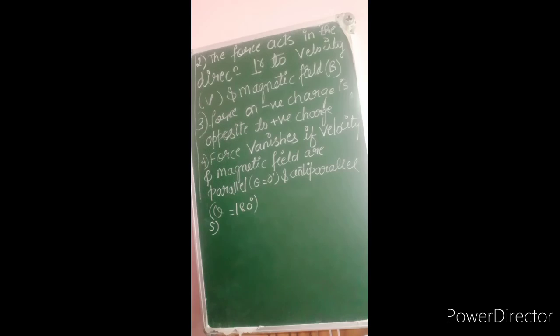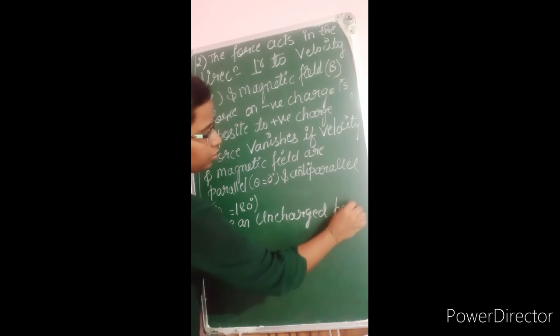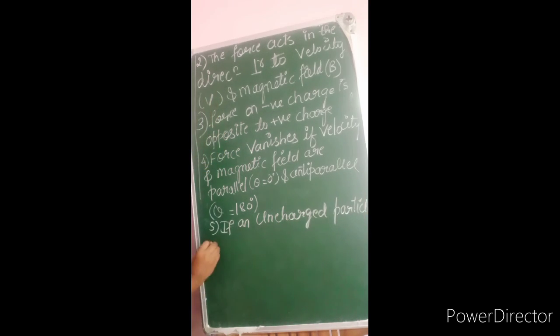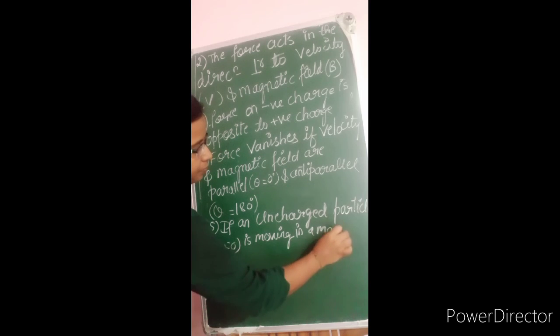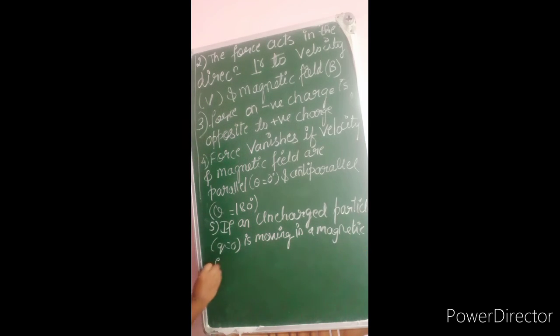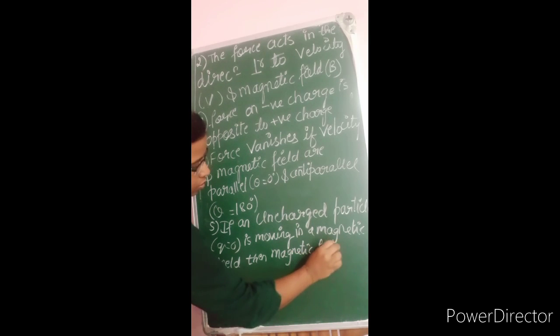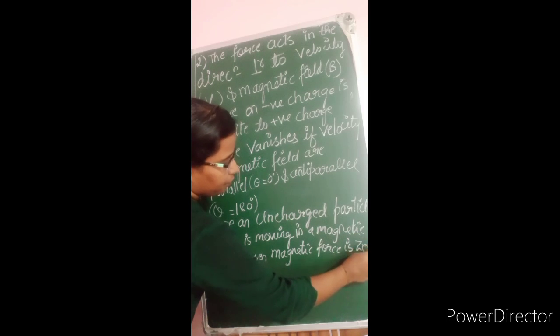If an uncharged particle is moving in a magnetic field, uncharged particle means q will be equal to 0, then the magnetic force is 0.